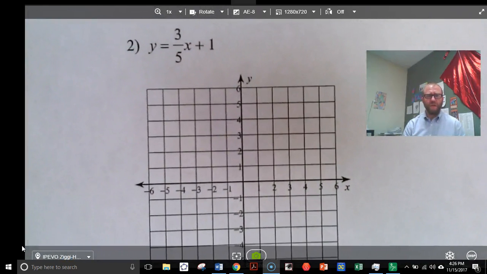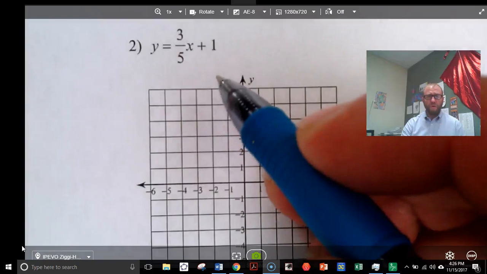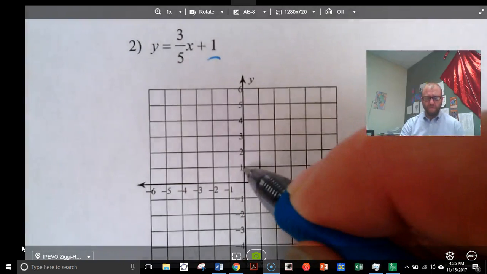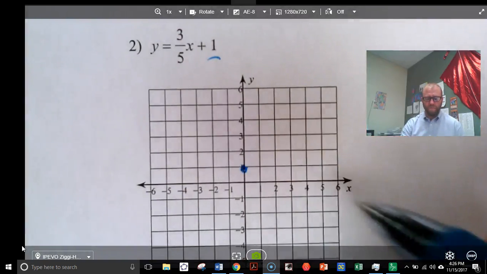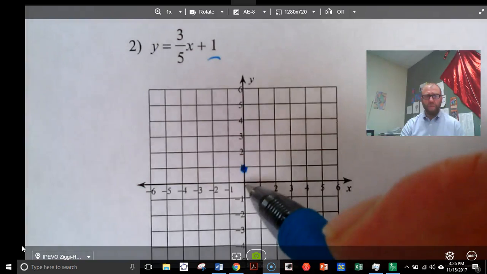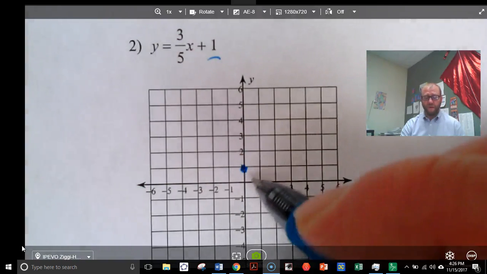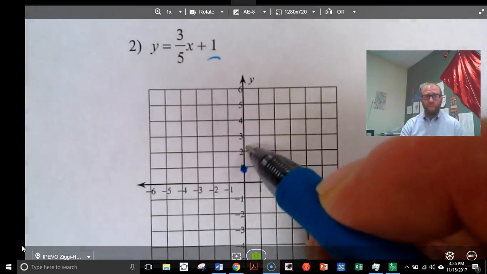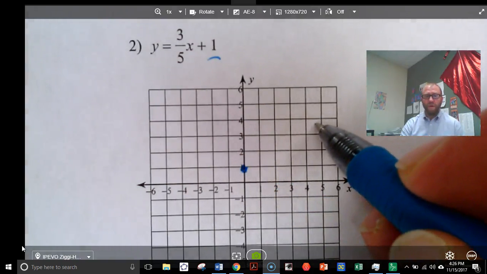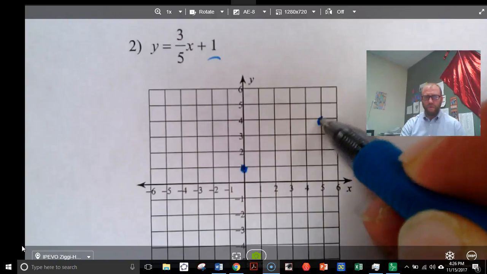Here we have 3/5 x plus 1. So we start by looking at our y-intercept. That's going to be positive 1. And then we've got 3/5 as our slope. That means we go up 3 and forward 5 to plot the next point. So up 1, 2, 3, forward 1, 2, 3, 4, 5 to plot the next point.